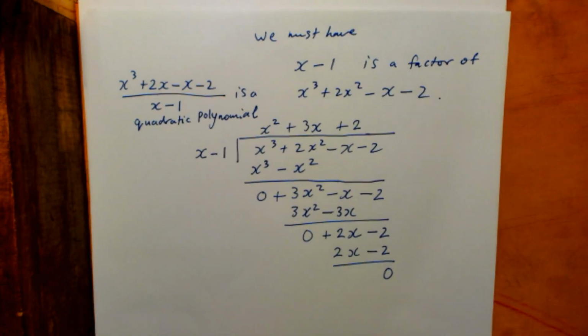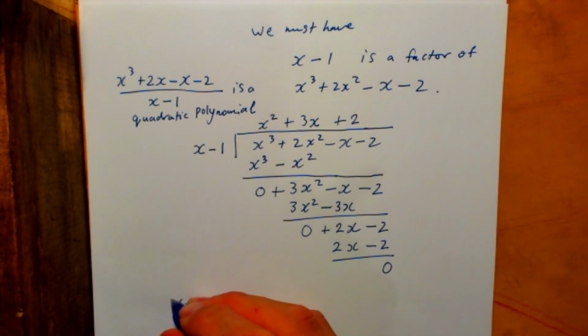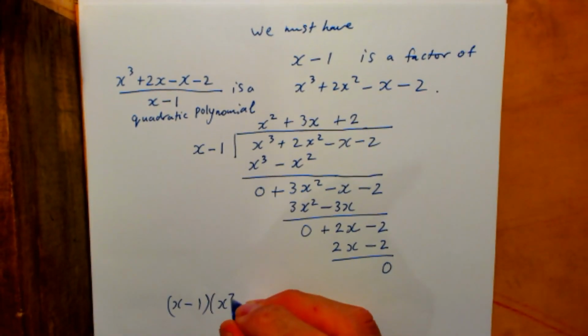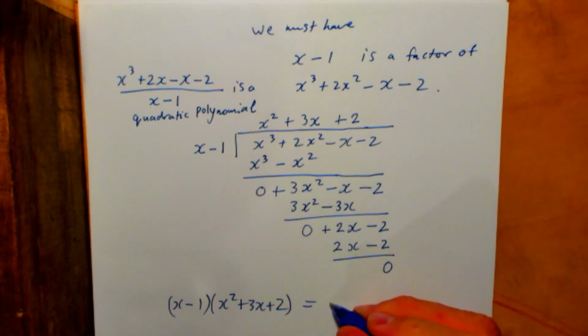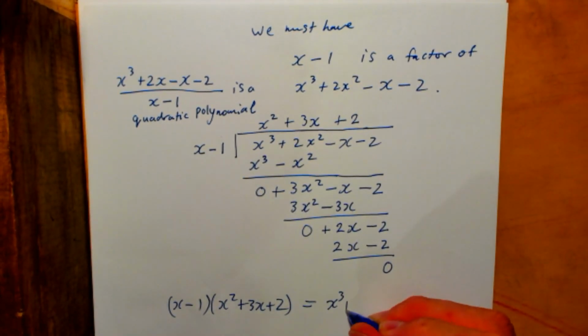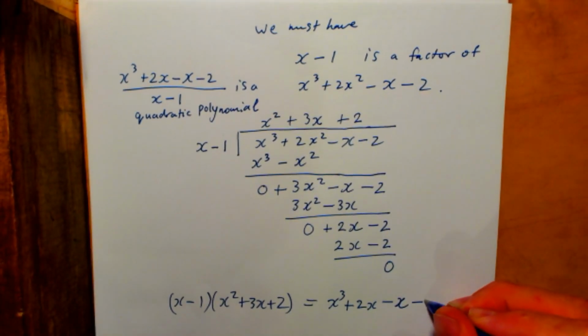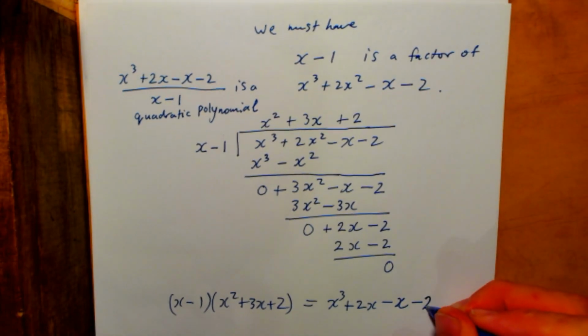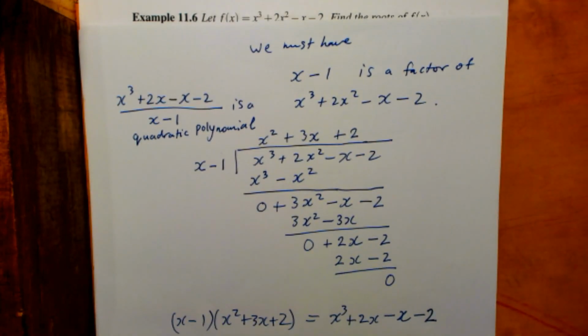Okay, so let's reiterate what we have done. We have shown then that x minus 1 multiplied by x squared plus 3x plus 2 is equal to that cubic. Okay, so we have actually used that previous theorem, and I'll show you that again.